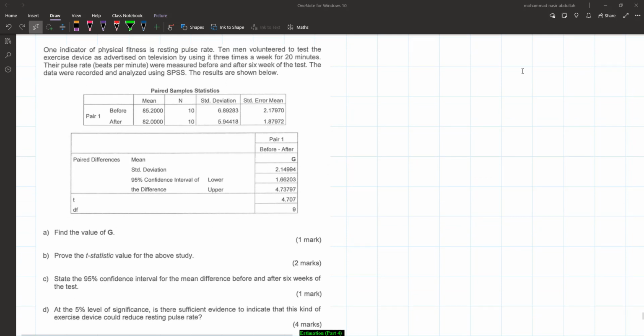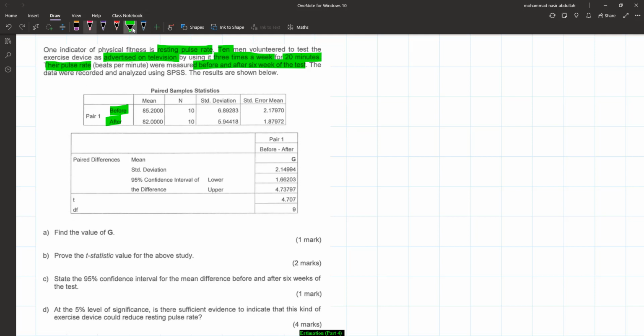So dia kata dekat sini example, on this example, one indicator of physical fitness is resting pulse rate. So 10 men volunteered to test exercise device as advertised on television by using it 3 times a week for 20 minutes. Their pulse rate, beats per minute, were measured before and after 6 weeks of the test. So we have before and after. So the data recorded and analyzed using SPSS, right? So the results are shown below.